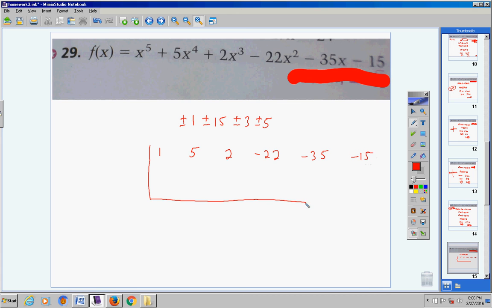There we go. Now, I have a degree of 5. Add 1, that's 6. There should be 6 numbers, and there are. I'm going to start with my smallest number first, which is 1. Bring down my first number. 1 times 1. Combine. 1 times 6. Combine. 1 times 8. Combine. 1 times negative 14. Combine.